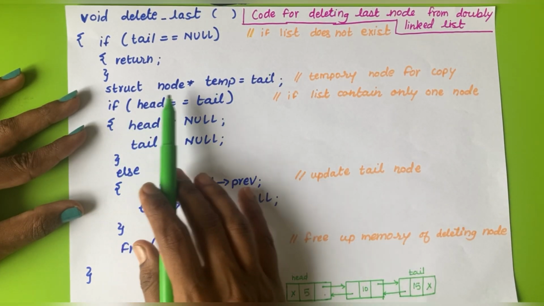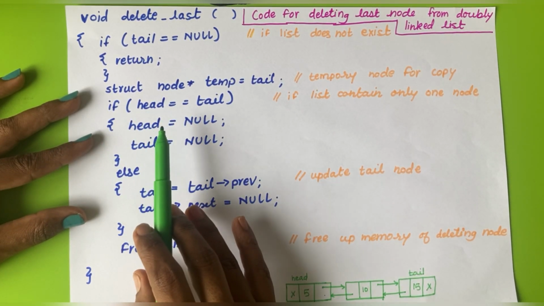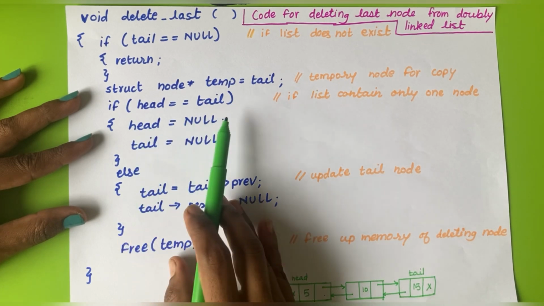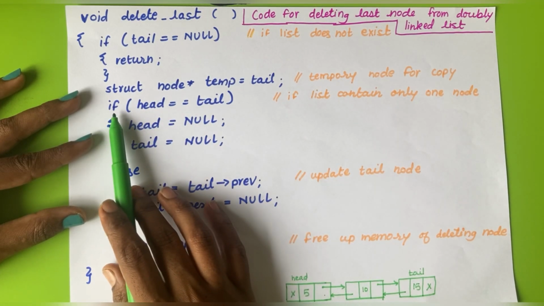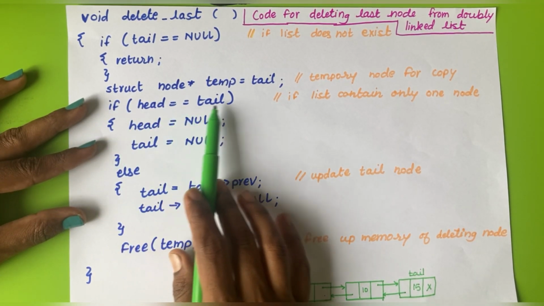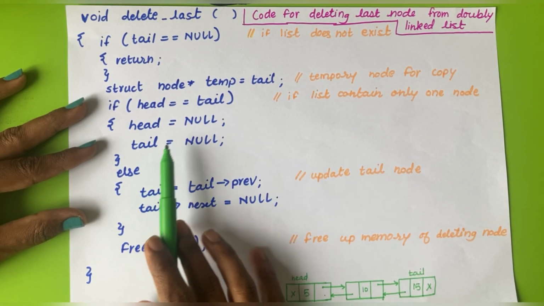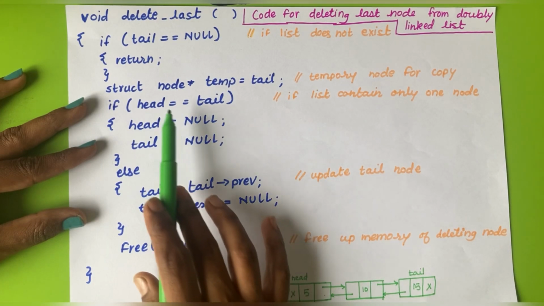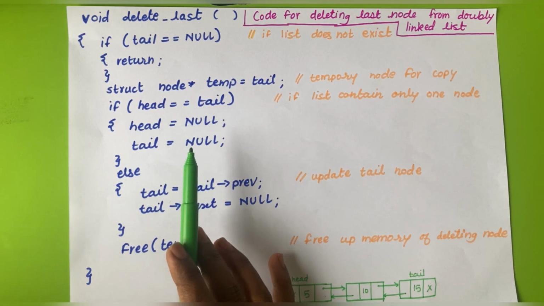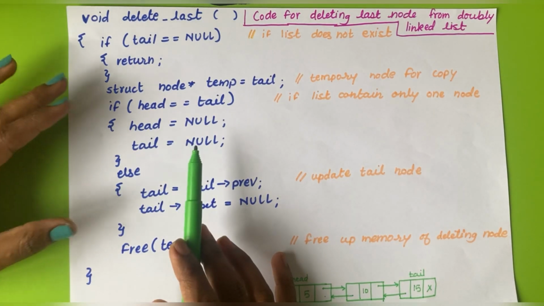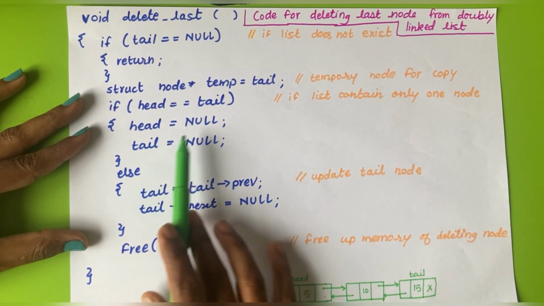Okay, now the second condition: we have to check whether we have a single node present in the given linked list. That is, if head is equal to tail, then we have a single node present in the linked list. So we have to assign both head as well as tail to null, because after deletion of that node, nothing will be present in the resultant linked list. So we will assign head and tail to null.